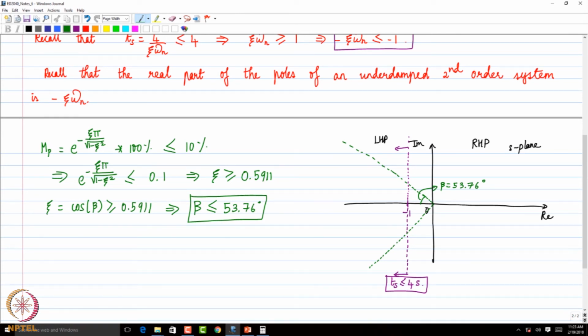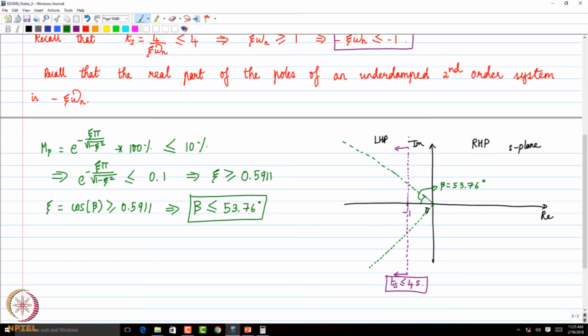And how do we graphically visualize the damping ratio in the complex plane? By using this angle beta, right. So as long as my beta is less than 53.76 degrees, I can be assured that my maximum peak overshoot is going to be less than 10%. So I would want all my poles to lie in this cone, whose tip is at the origin and which makes an angle of 53.76 degrees with the negative real axis. That assures me that the maximum peak overshoot criteria can be met.